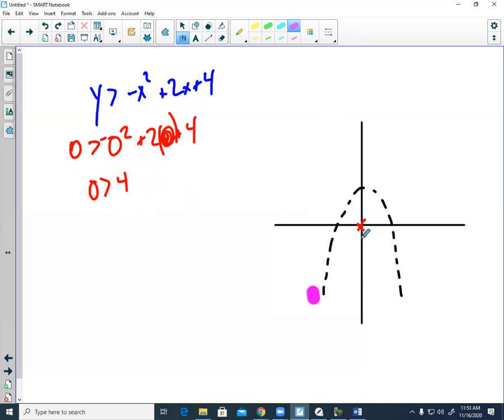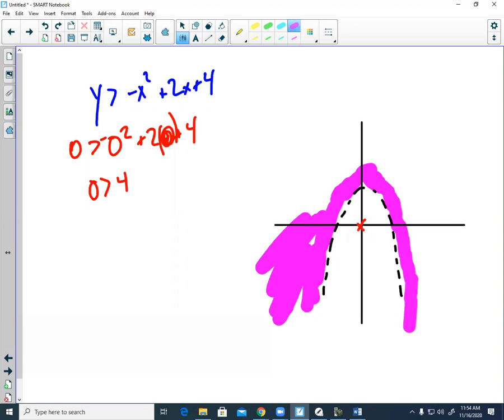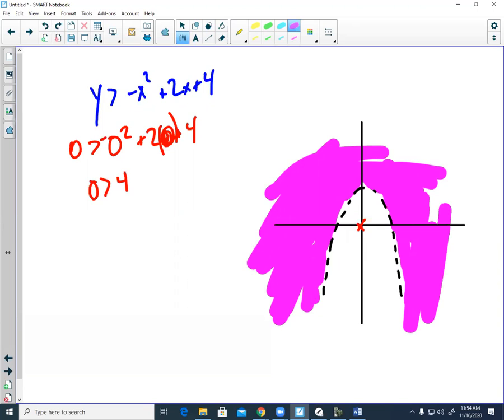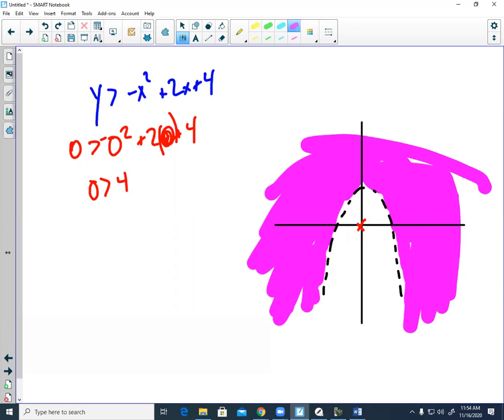The point is inside, and the answer to my question was no, it is not. So I am not going to shade the inside, which means I am going to shade the outside of my parabola. So everything out here is where solutions exist. Any point in the pink out here is a solution, so you can pick anything located out here.